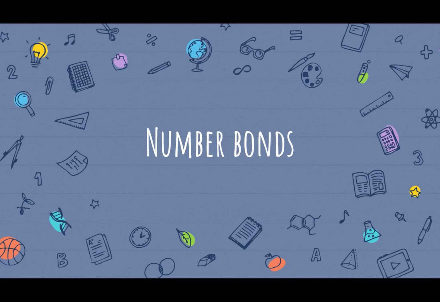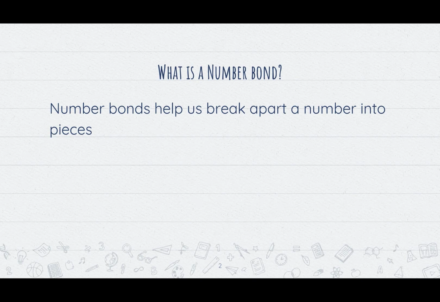So last time we talked about number lines and how they can help us write addition and subtraction problems. And today we're going to talk about number bonds and what a number bond is and how we can use them to help us represent our numbers. So a number bond is something that we can use to help us break apart a number into pieces. And it's a picture that we can draw that will help us look at a number and break it into pieces. And I'm going to show you how we're going to do that.